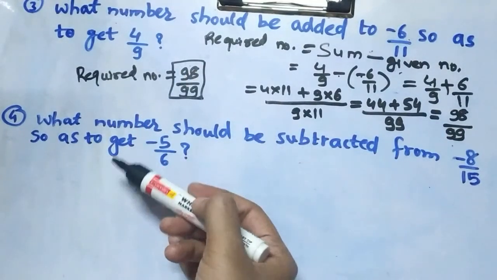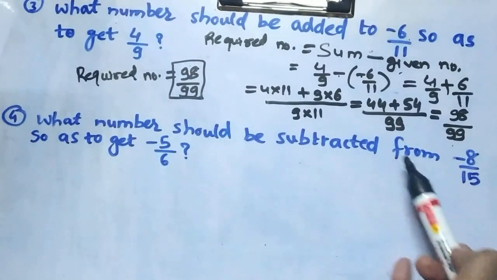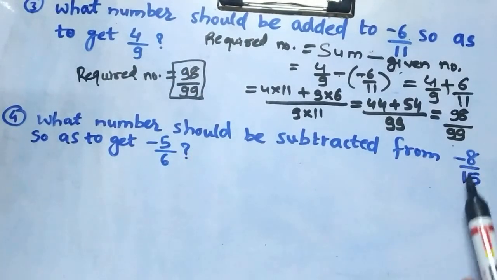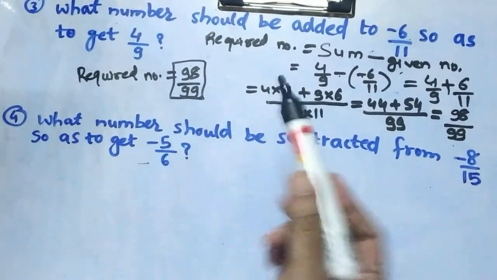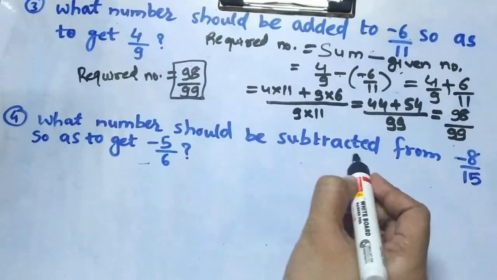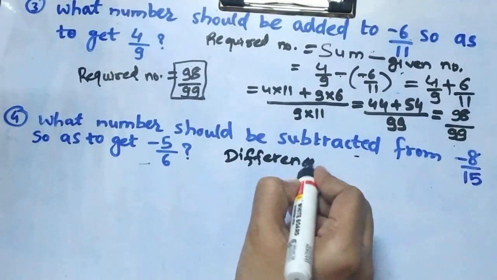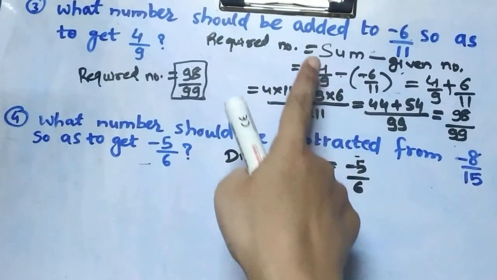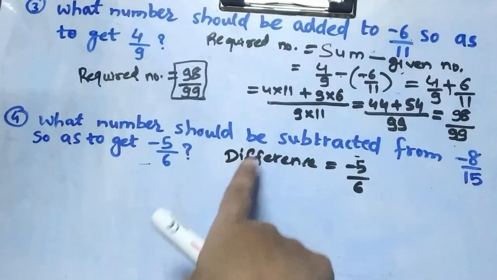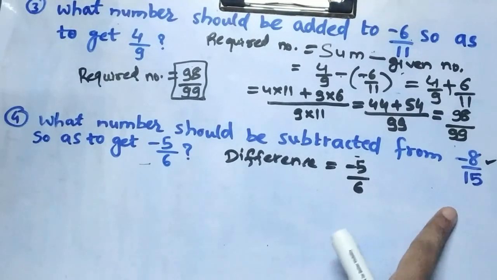Now friends, we'll go for another question. What number should be subtracted from minus of 8 upon 15 so as to get minus 5 by 6? So here subtraction is there, so you have the difference. You got a difference of two rational numbers, that is minus of 5 by 6. Just like the sum was provided before, in this subtraction problem you have been provided with the difference, and one of the given numbers is minus 8 by 15.